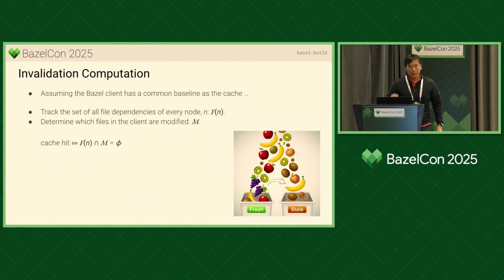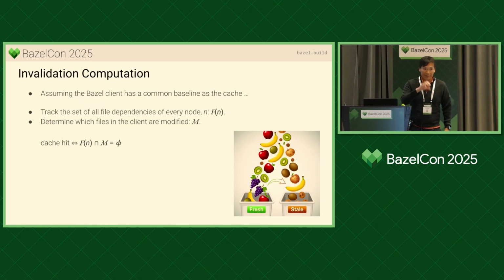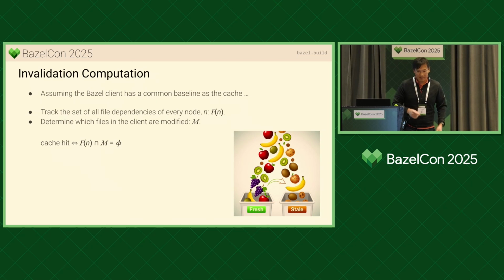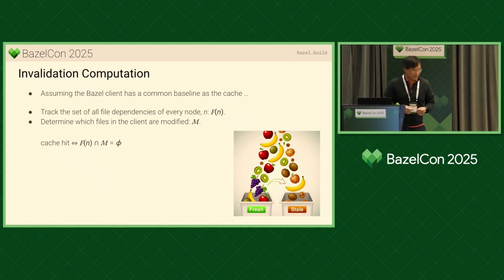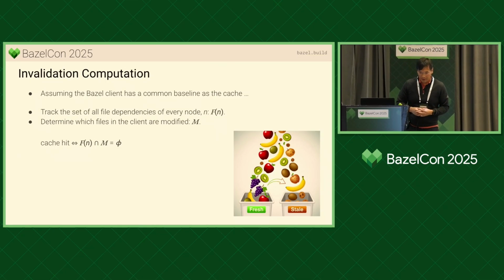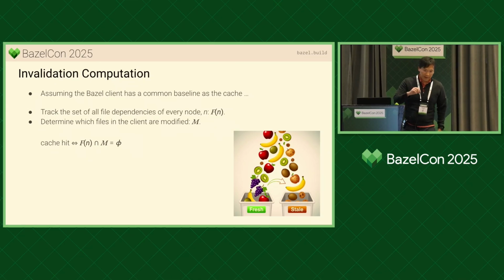Okay, in order to prove that you actually have a cache hit, you have to be able to sort out the values that are considered fresh in the cache versus the ones that are stale. And for that purpose, for every single target that we cache, we store all of its transitive file dependencies in this nested structure. And then we look at the files in the client that are modified. I'm going to put this in terms of Git. Let's say you have a commit hash that you're based off of.